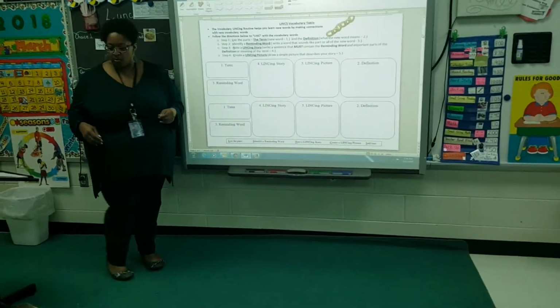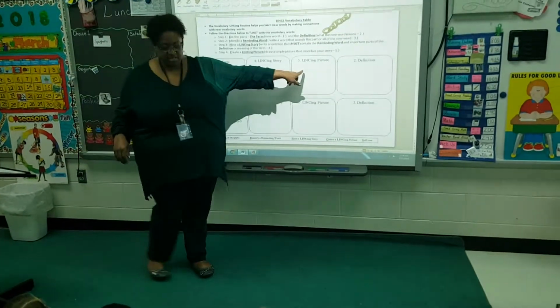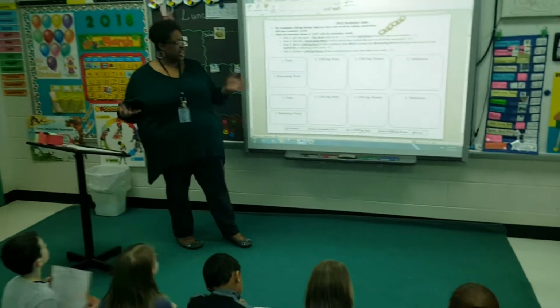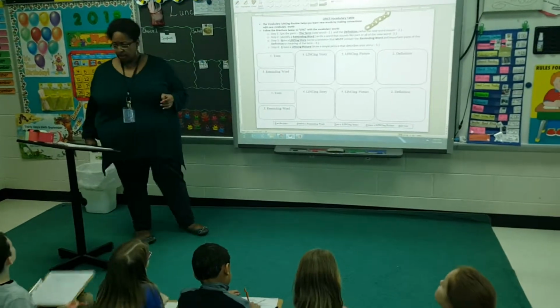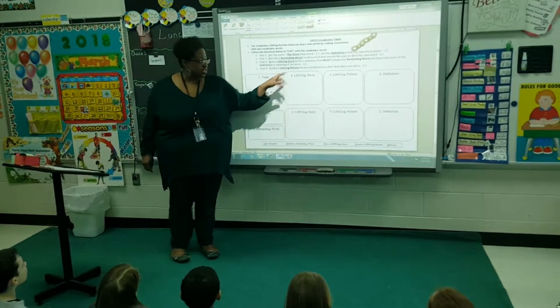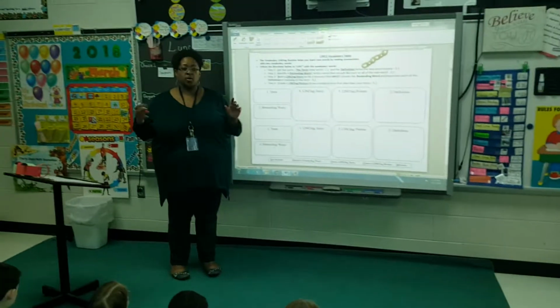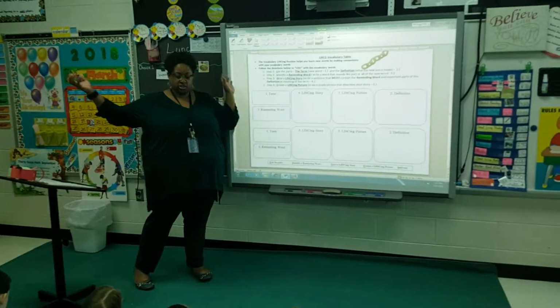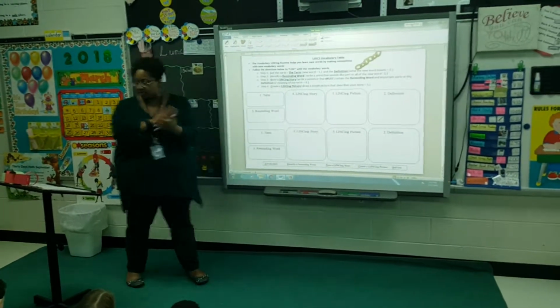All right, and after 4 comes 5. Put your finger in box 5. Julia, what does box 5 say? Linking picture. What is the linking picture? It's when you draw a quick pic. It has to match the story. So we are putting all the pieces, all the links, together. So are we ready to get started?